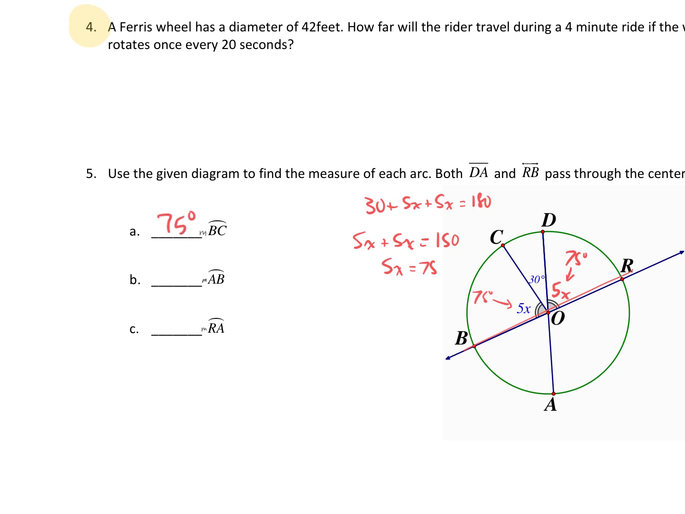Measure of arc AB. This thing. This is the rest of this 180. So, you know, this isn't too bad yet. This is 180 minus the other stuff. So that's 65, I believe. And RA is this part over here. That's 180 minus 75, which I think is 105.